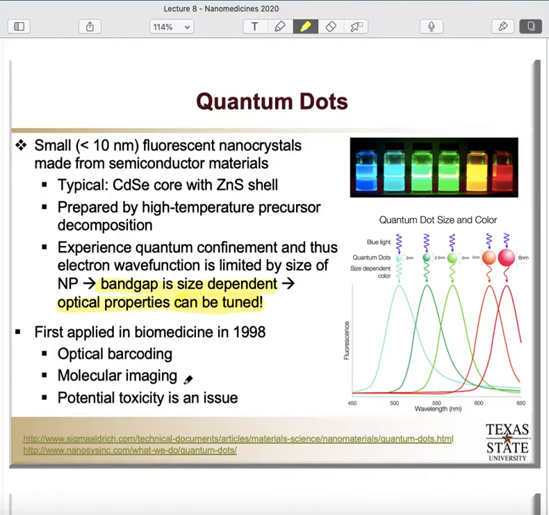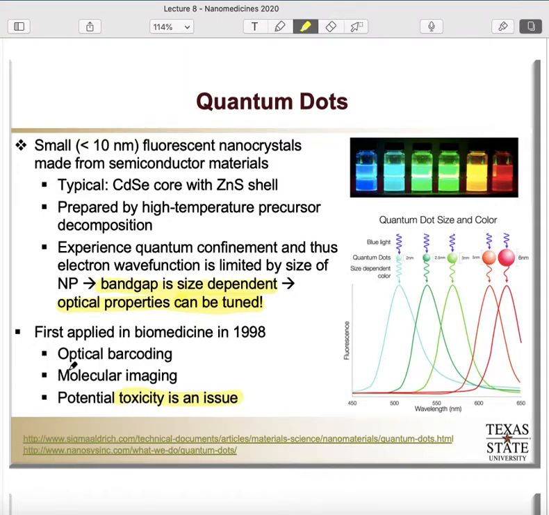The problem is the toxicity. Many of them are known to be toxic, and while there are some methods to minimize that by maybe encapsulating them within silica shells and other methods, their actual use in biomedicine is very restricted. It's definitely only restricted to in vitro assays or biosensors that are external, not for in vivo in human patients.